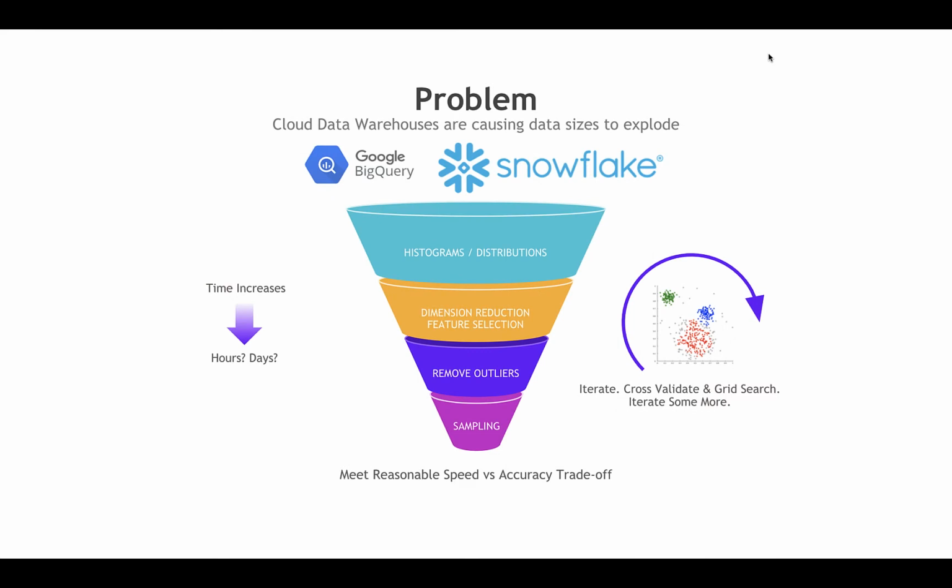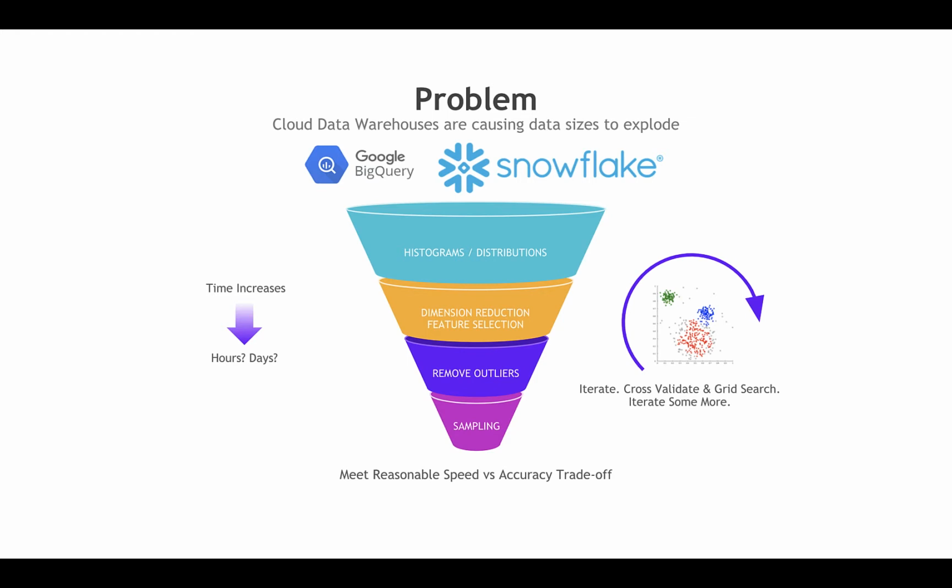So here's the general problem that both of these frameworks are trying to solve. It's that cloud data warehouses are just causing data sizes to explode. Things like Google BigQuery and Snowflake have made it so much easier to manage data at scale that now data scientists who have this Python code want to come in and run their analysis or their algorithms against the entire set of data. And it's not that data scientists don't understand how to consume large data sets. They do.